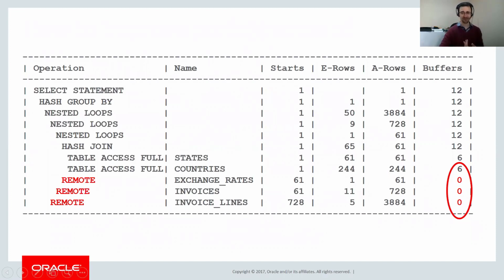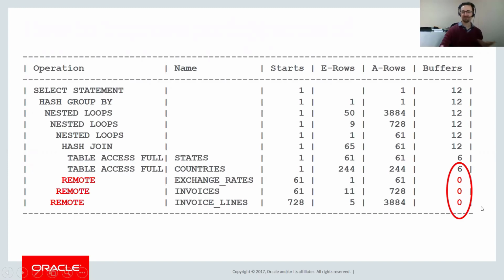We can see some information. You know, we can see how many times we called out to the remote database. So we can see we went to exchange rates and invoices 60 odd times, and we did 700 odd calls to the invoice lines table. We can see how many rows they returned, but we don't know how much actual work, how many block gets. And this is one of the key things we want to look at to figure out whether we can improve the performance of this query.